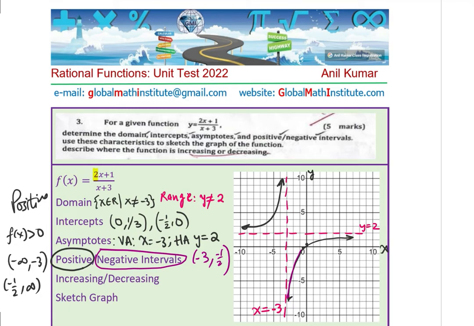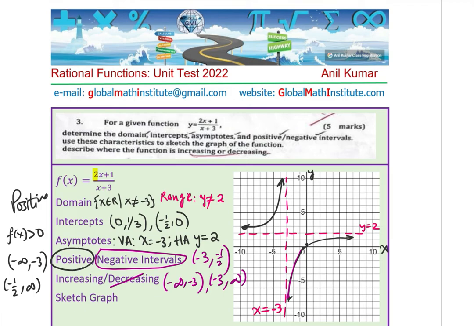Now comes increasing and decreasing. As you see, it is always increasing. It is never decreasing. Do you see that? It increases. But it increases from minus infinity to minus 3 and then from minus 3 to infinity. You see that? There is a discontinuity at minus 3. You should appreciate that and never include that in any of your intervals. Correct? Sketch the graph. Finally, we did sketch the graph.